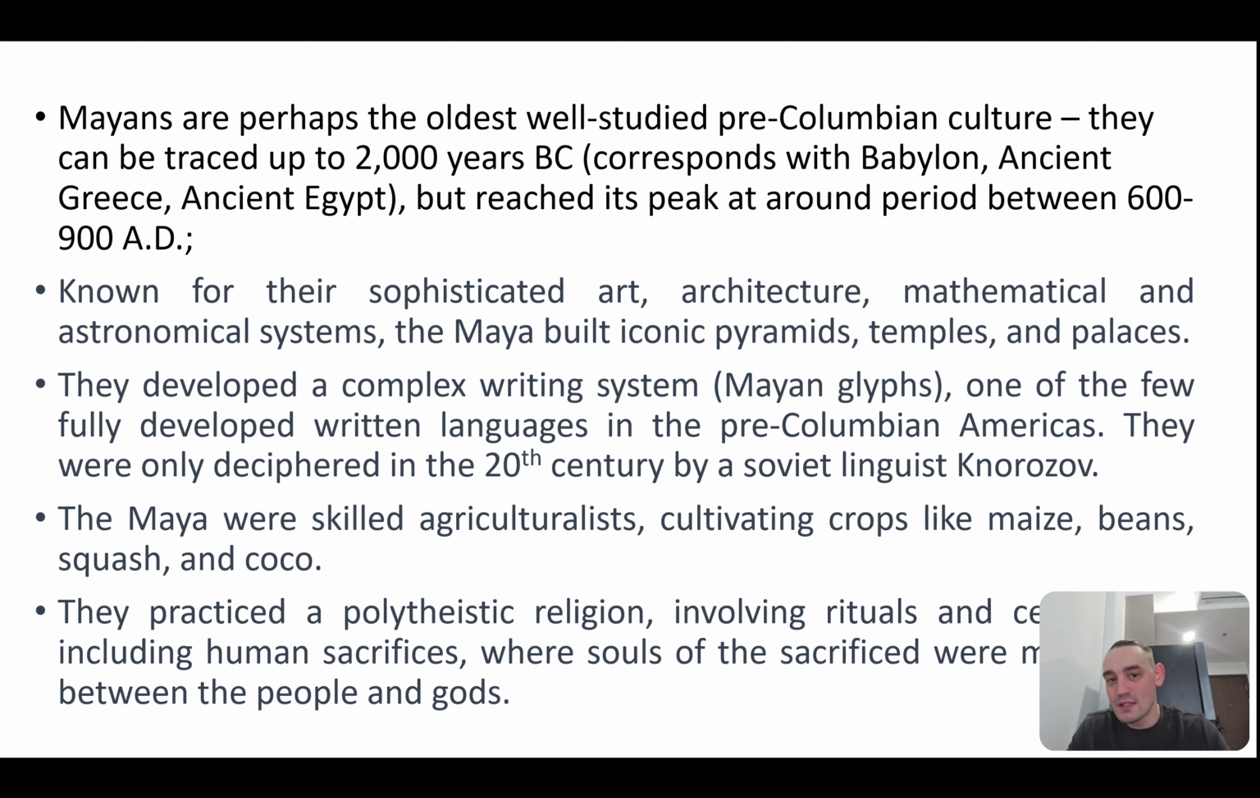So the Mayans are perhaps the oldest well-studied pre-Columbian culture out there. They can be traced up to 2,000 years BC. That's ancient Egypt level time, really the alternative of ancient Egypt or ancient Greece in the Western Hemisphere. It corresponds with Babylon, ancient Greece, ancient Egypt, and reached its peak between 600 AD and 900 AD, the early Middle Ages to the beginning of the legit Middle Ages. Then they continued to exist, but to a much less developed and less influential degree.